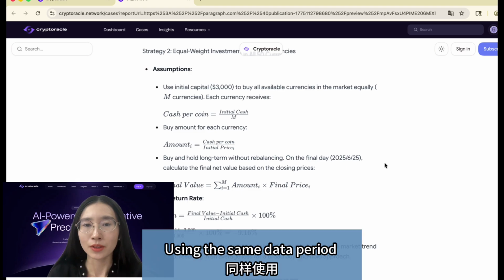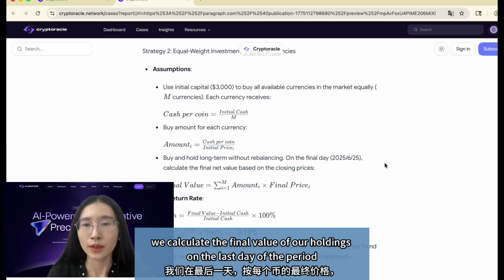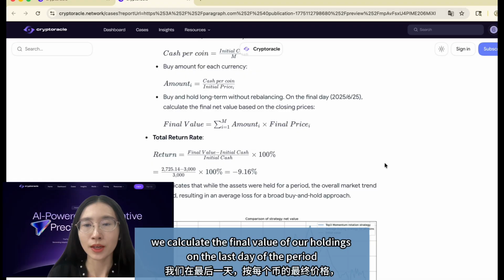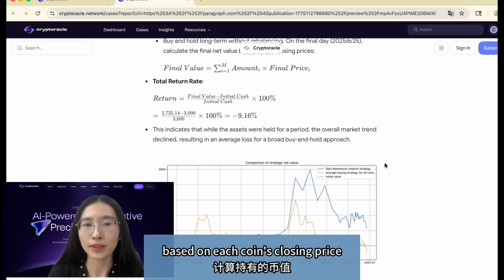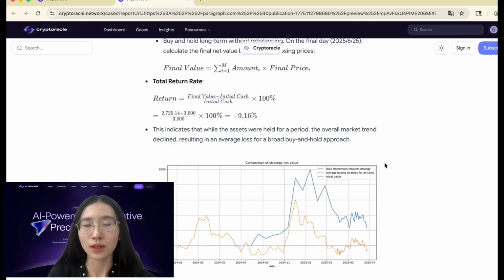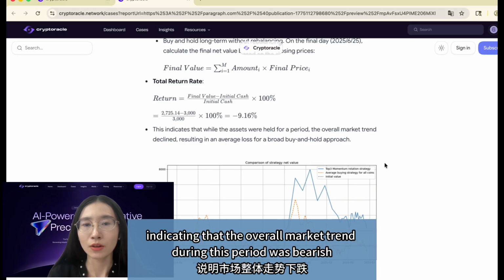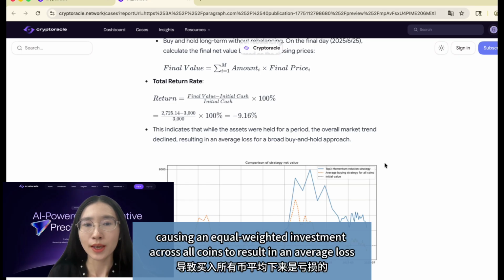Using the same data period, which is July 2024 to June 2025, we calculate the final value of our holdings on the last day of the period, based on each coin's closing price. Summing these values yields our final net worth. The result reveals a total return of minus 9.16%, indicating that the overall market trend during this period was bearish, causing an equal weighted investment across all coins to result in an average loss.